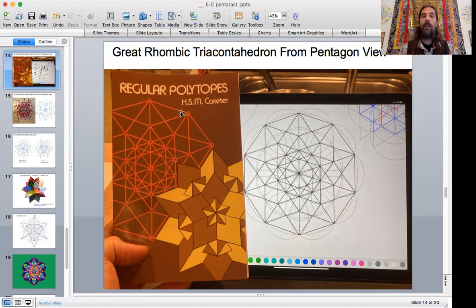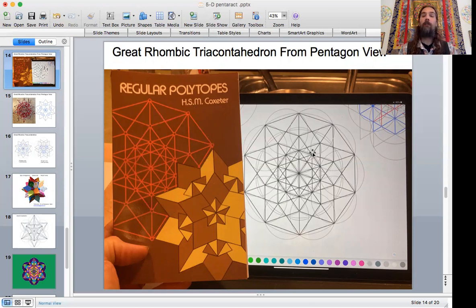connection with H.S.M. Coxeter. He's considered a person who kind of saved geometry, because he brought geometry into the fourth and fifth dimension with a lot of his work. And I didn't realize after creating this shape, but I happened to come across his book and look at the front cover, and I was like, hey, that looks familiar to something I saw, so I'm going to check it out. And it happened to be the same drawing.